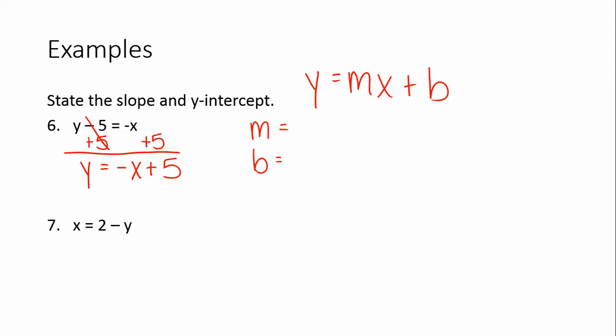Notice here, though, there doesn't appear to be a coefficient in front of that x. There is a negative sign, and remember, when there is a negative sign, there is actually a number there. We just don't typically write it. And what is that number? Well, hopefully you're saying it's a 1, or in our case, a negative 1. So the slope here is negative 1, and the y-intercept is 5.